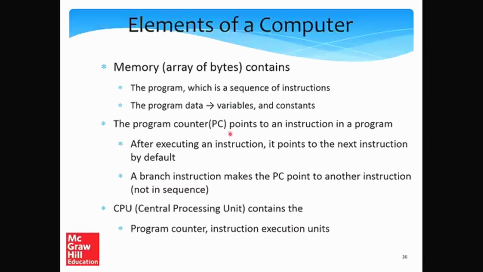The program counter points to a given instruction in a program. After executing an instruction, you move to the next instruction. And just in case you have an if, like in C you have an if statement, or in some languages you have a goto statement, at that point the processor jumps to a new point in the program and the program counter reflects that. Finally, you have the CPU, or the central processing unit, which contains all the execution units and the program counter.